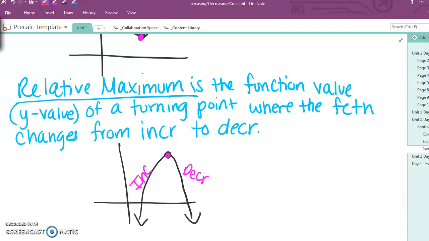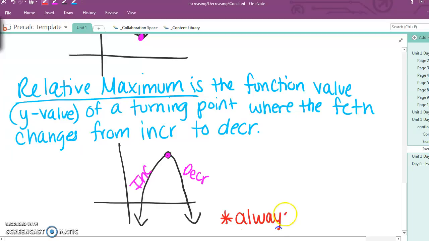It's important to remember that these are always your turning points. So these are always turning points on your graph. And there can be more than one, depending on what your graph looks like.